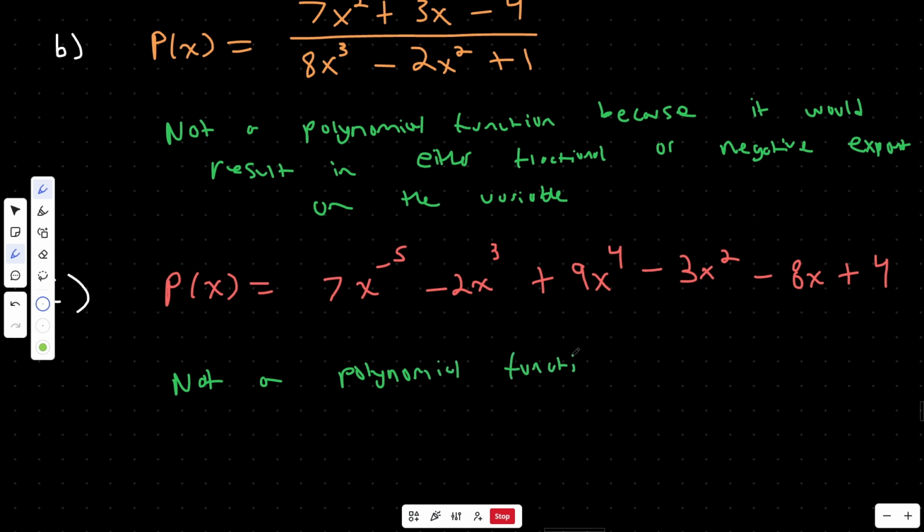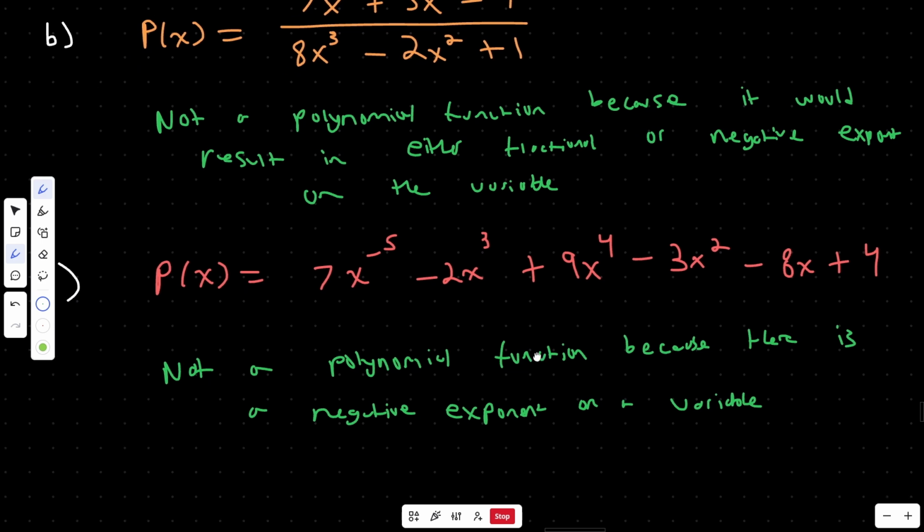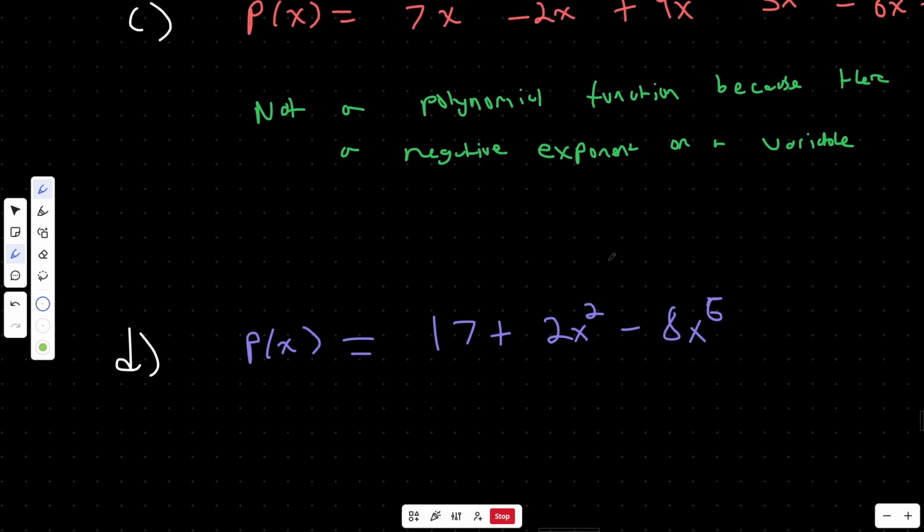function because there is a negative exponent on a variable. There we go. Okay, let's keep going. Let's move on to part D.